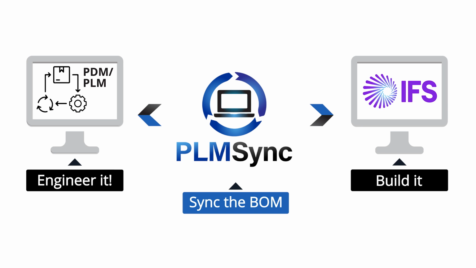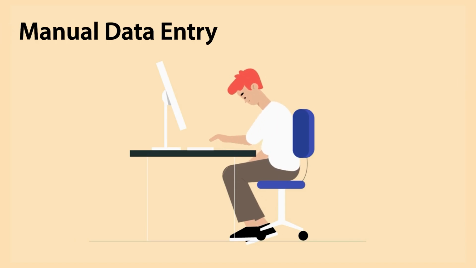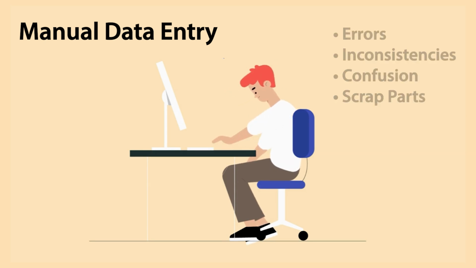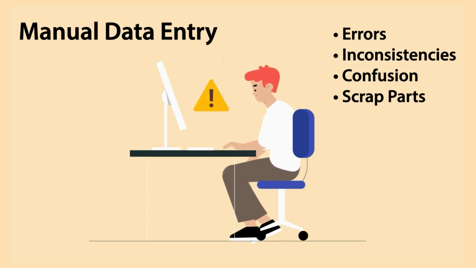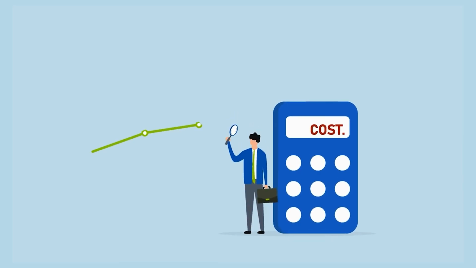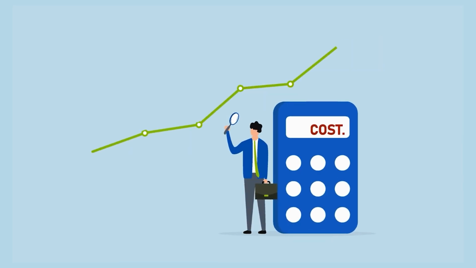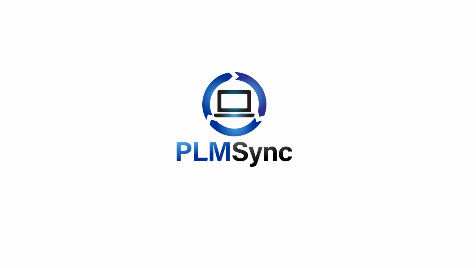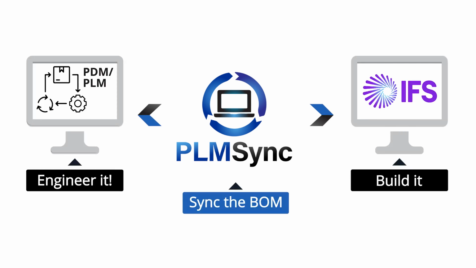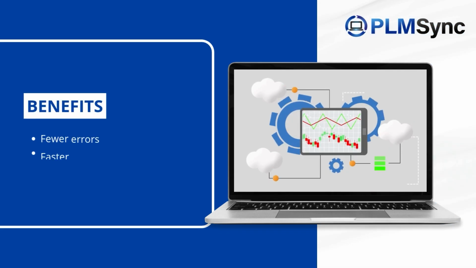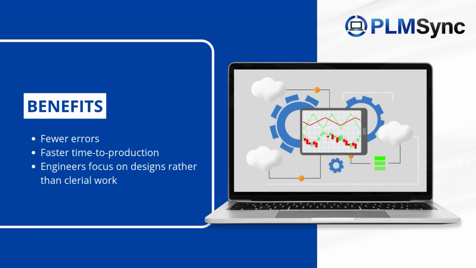But first, let's take a quick look at why the integration matters. Manual data entry between PLM and ERP can be incredibly time-consuming. It often leads to errors, inconsistencies, downstream confusion, scrap parts, and ultimately increased costs. On the other hand, PLMSync allows you to synchronize your bill of materials with just the click of a button. That means fewer errors, faster time to production, and more time for engineers to do what they do best: engineering and design, not clerical work.